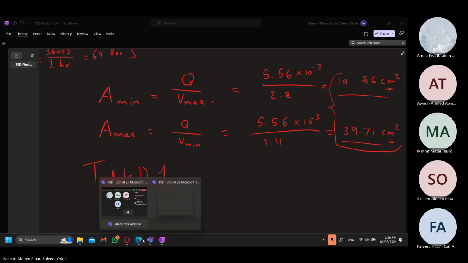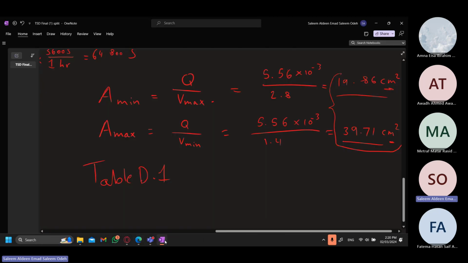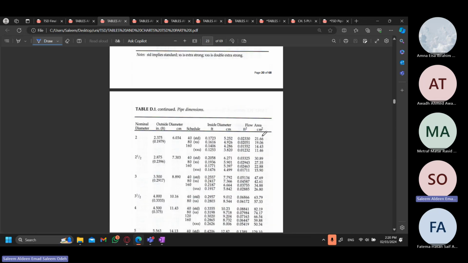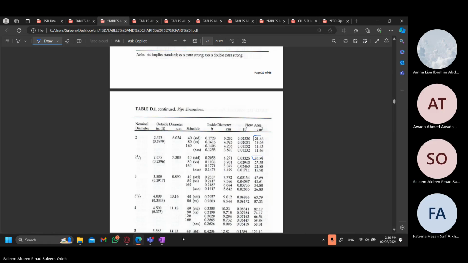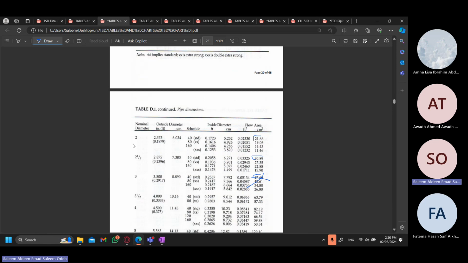So we have 19.86 and 39.71. So these are way too small. We just keep going. Here we go. 21, but this is 30.86. So this is also an option. And we have 47 here, so this is not an option. The one before it is 13. So this is also not an option. The only two we have within range are 2 and 2 1/2.